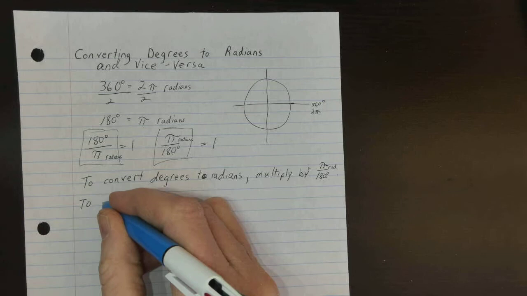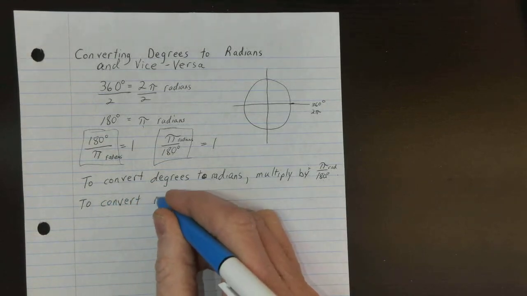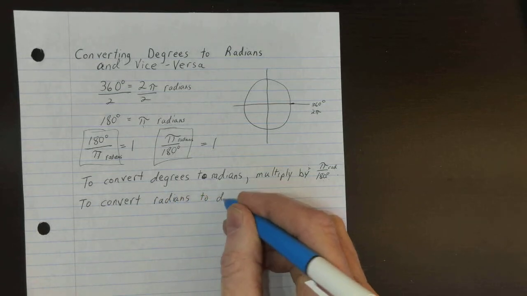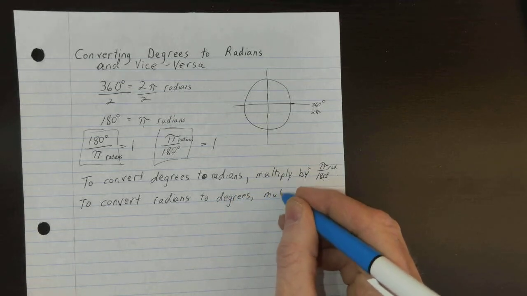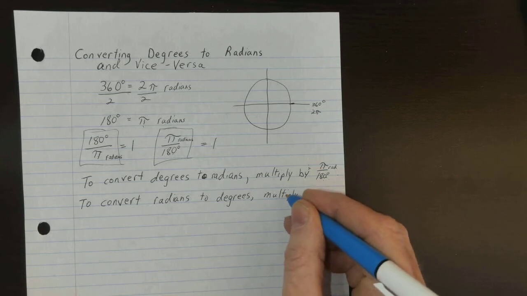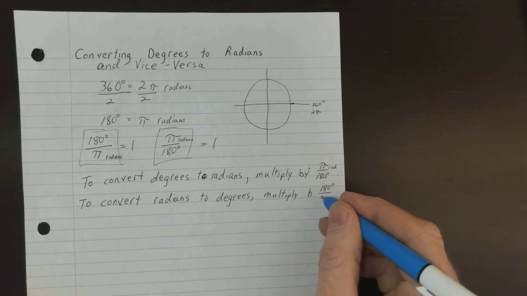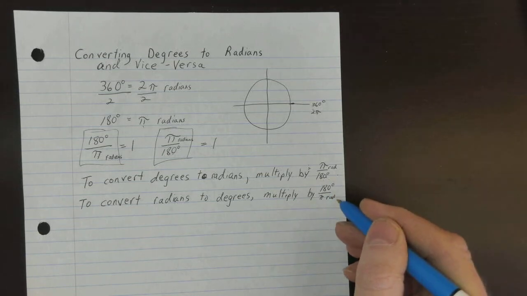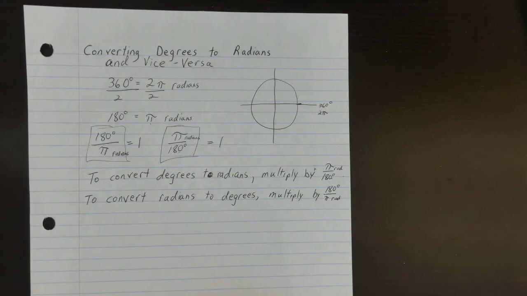And on the other one, to convert radians to degrees, we're going to multiply by 180 degrees over pi radians. Okay?